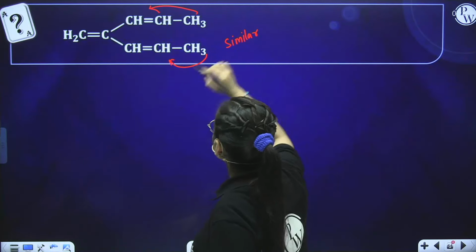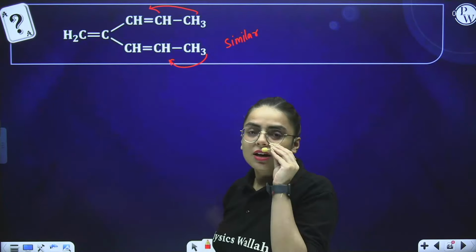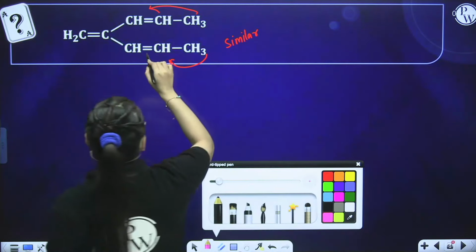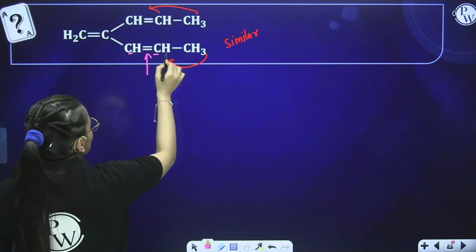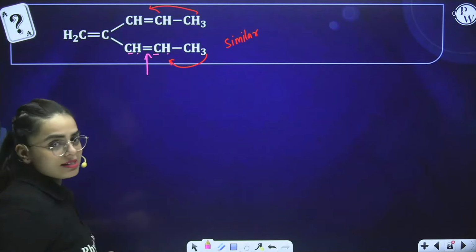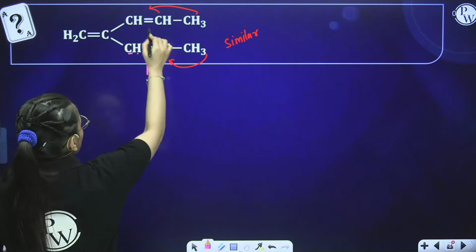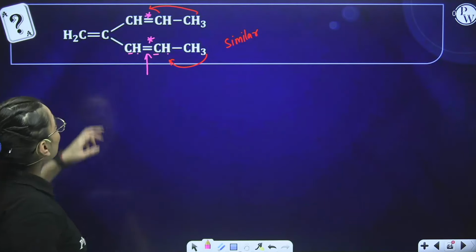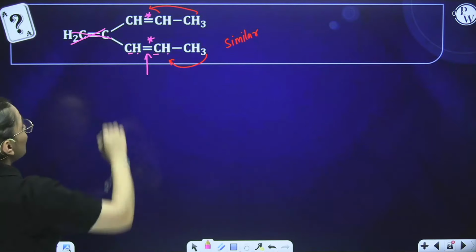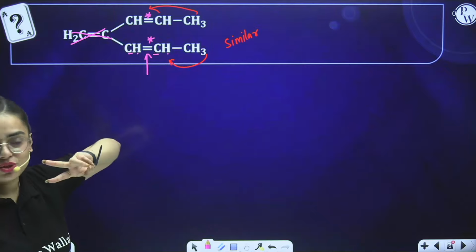Now for the similar ones, we need to find out the geometrical stereogenic centers, right? To check for stereogenic centers, let us see this double bond. It has carbon, carbon. This carbon has hydrogen and CH3. This carbon has hydrogen and this group. So yes, it is a stereogenic center. Similarly, the other also has a stereogenic center. Now if I talk about this double bond, this carbon has similar groups, so this will not show. How many stereogenic centers? 2 stereogenic centers.